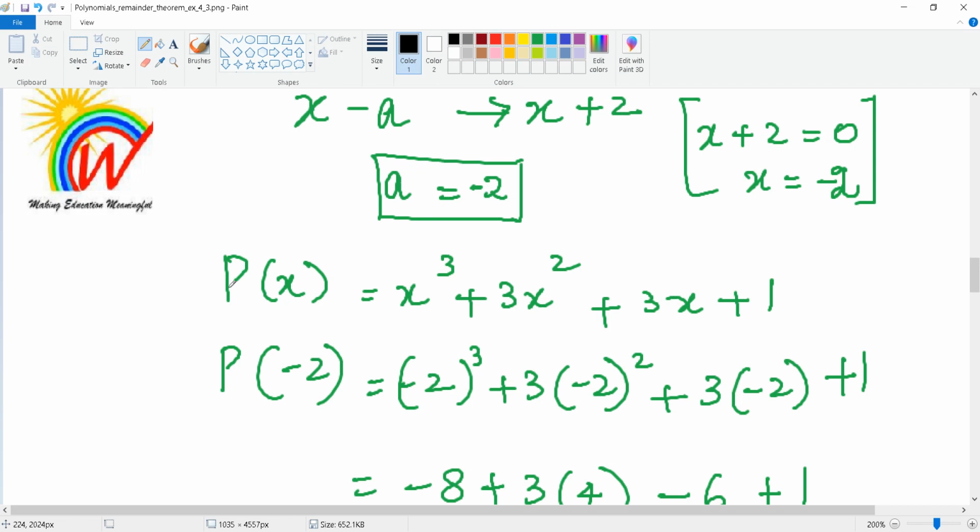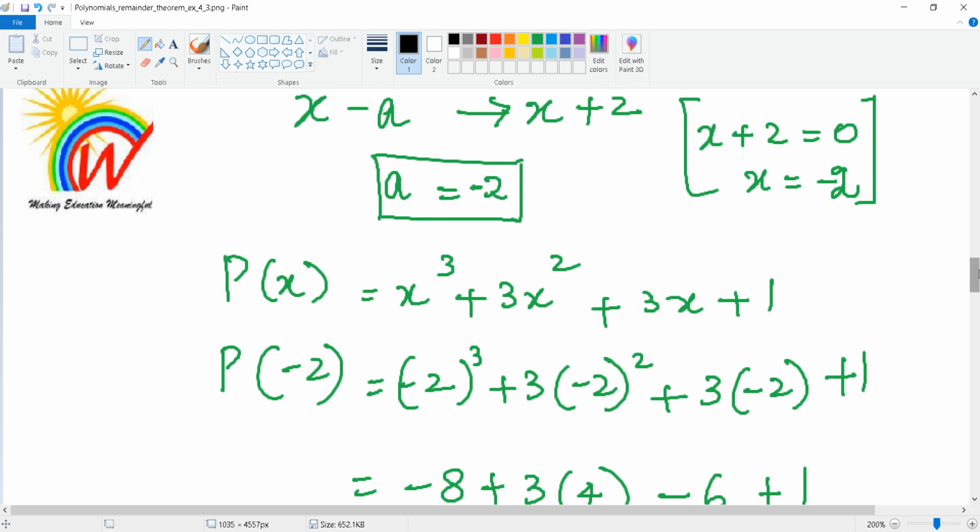When it was p of x, you had everything with the x. Now if I have p of minus 2, wherever you have x, I'll put it as minus 2. Okay, so here also I have put it as minus 2. X is replaced by minus 2. Here also I'll replace by minus 2 the whole cube. So here it will be minus 2 the whole square. Here it will be minus 2 and everything else is written as it is.